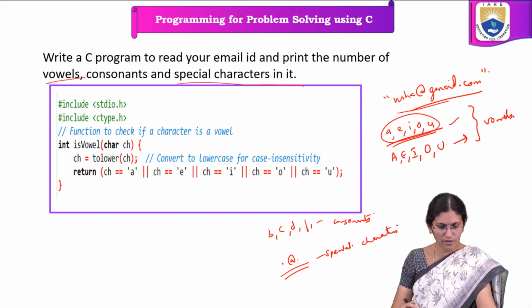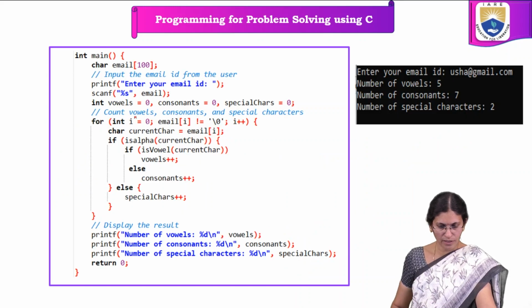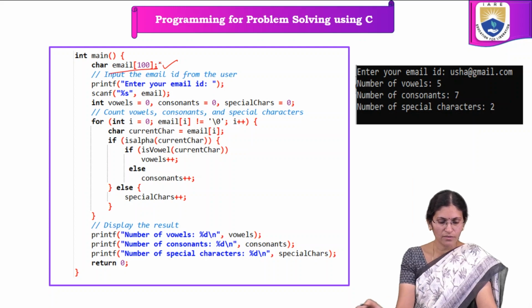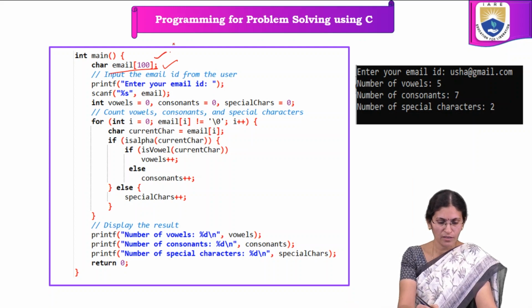Here in this we have included two header files. One is the standard header file, stdio.h. The other one is the ctype.h header file. Here first we can read the string. In order to read the string, we declare an array of characters which can store up to 100 characters. This is the size of the array.